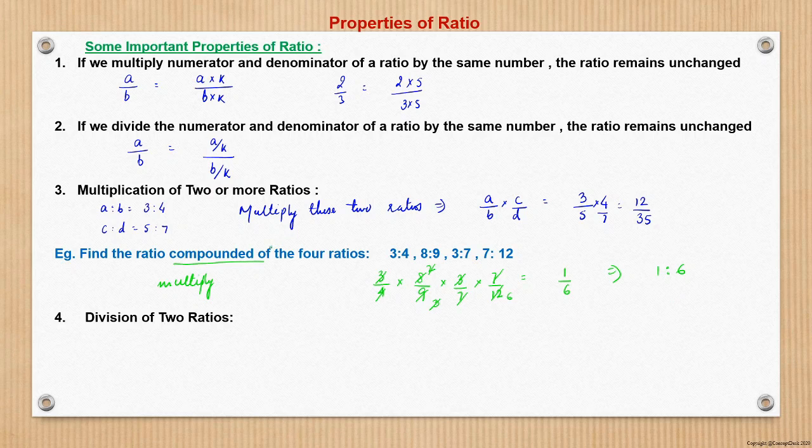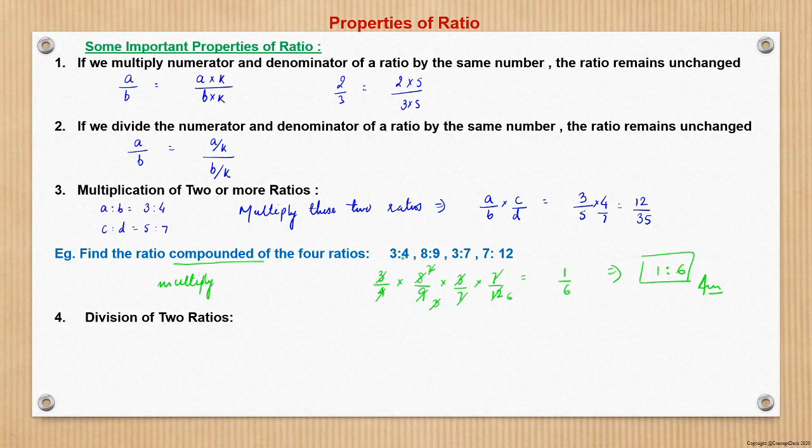Just be aware of this term. Compounded of the different ratios means multiplication of the different ratios. 1 is to 6 is the answer. There's nothing special in this question except for the term compounded of the four ratios. Whenever it is mentioned compounded of different ratios, it means you have to multiply those different ratios.